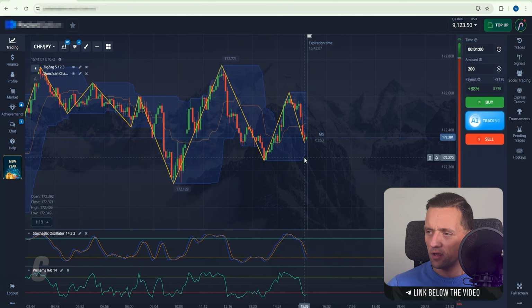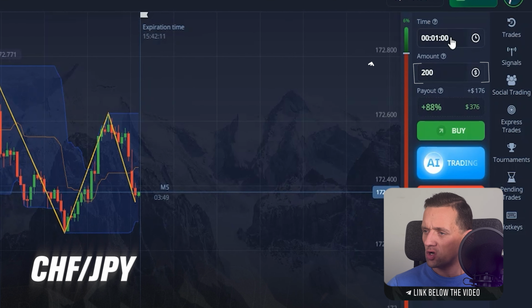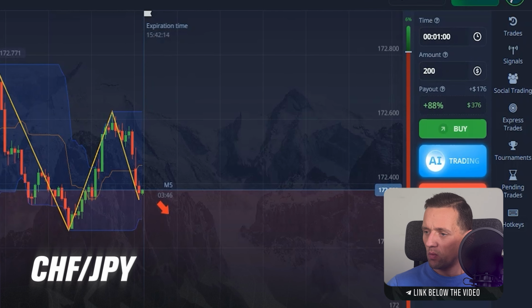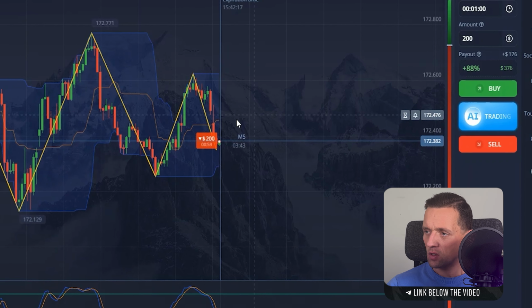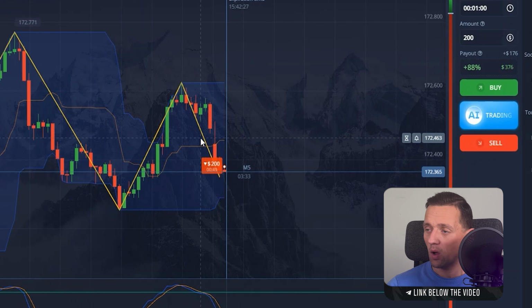Okay, now we are trading Swiss franc against Japanese yen. We will risk 200, trade duration will be 1 minute, and here we will go short because we are below the trend line, prices are declining, and all indicators are confirming bearishness. But let's see how this will work out.